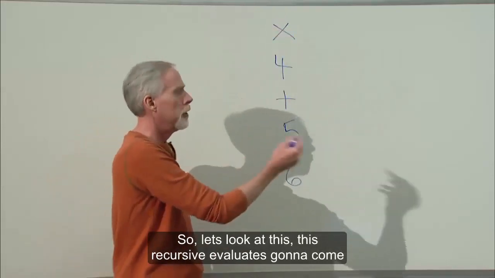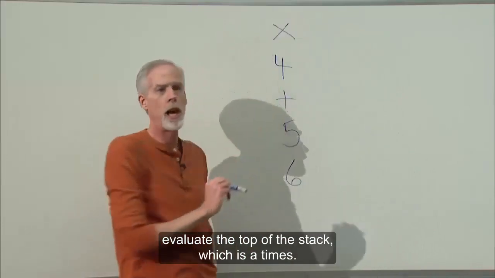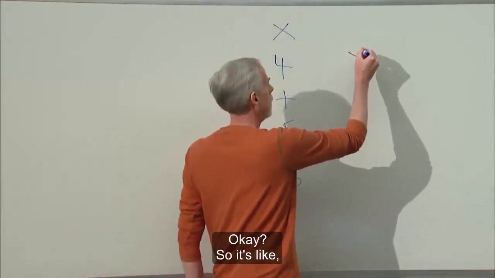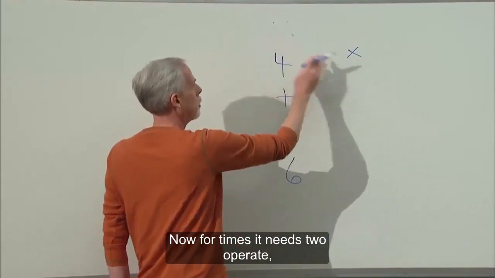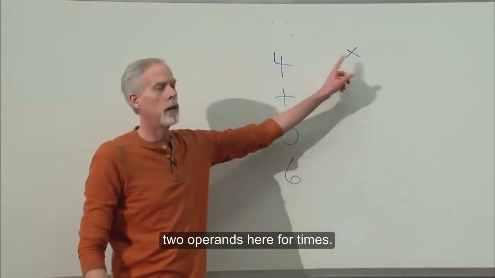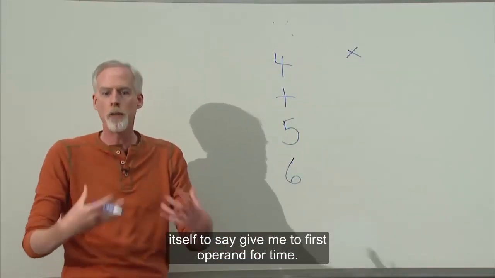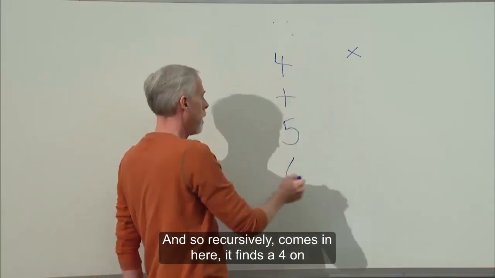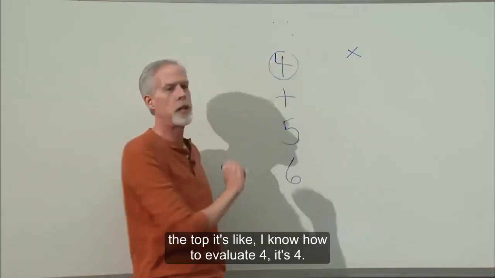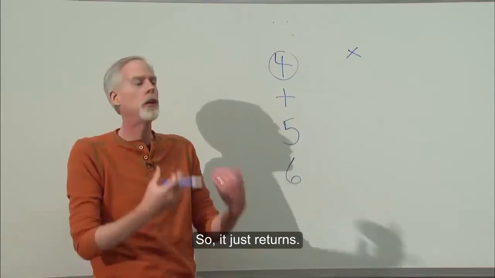So let's look at this. This recursive evaluate is going to come in here. It's going to try and evaluate the top of the stack, which is a times. Okay, so it's like, okay, I'm doing times. Now, for times, it needs two operands. So it recursively calls itself to say, give me the first operand for times. And so recursively comes in here. It finds a 4 on the top. It's like, I know how to evaluate 4. It's 4. So it just returns.